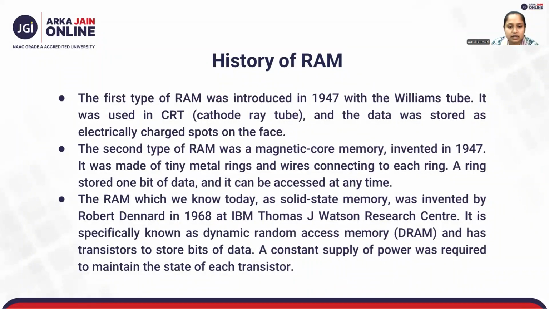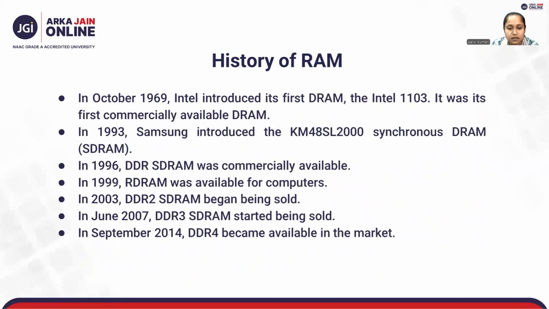The RAM which we know today as solid state memory was invented by Robert Dennard in 1968 at IBM's Thomas J. Watson Research Center. It is specially known as dynamic random access memory and has transistors to store bits of data. A constant supply of power was required to maintain the state of each transistor. In October 1969, Intel introduced its first DRAM, the Intel 1103. It was its first commercially available DRAM.